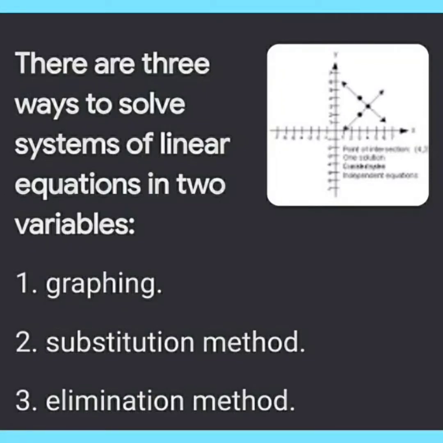Now, let us study some properties of linear equations in two variables. There are three ways to solve systems of linear equations in two variables. They are, namely, number one, the graphical method, that is called graphing. The second method is the substitution method, and the third one is the elimination method.